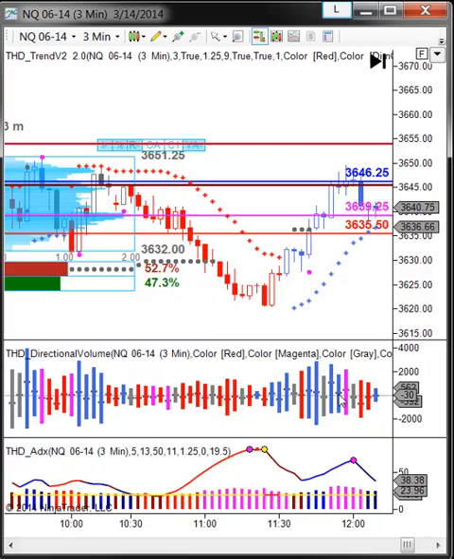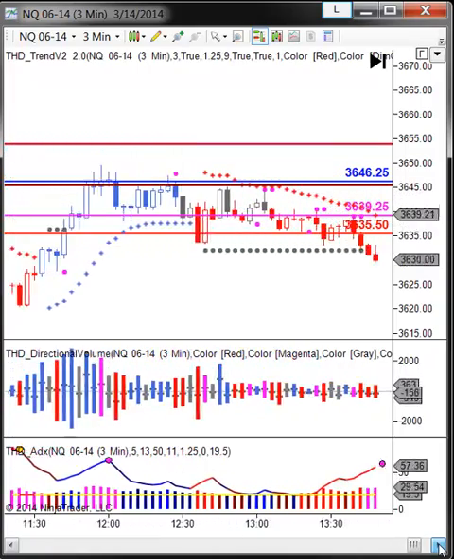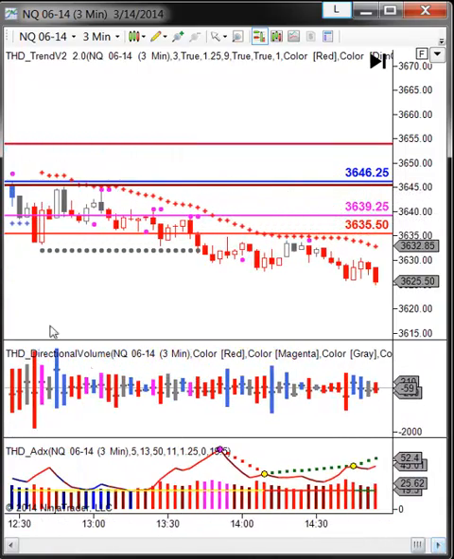Again, it gave you nice divergence on the directional volume indicator, and of course it went down from there for the rest of the day. You did get another entry point. This entry point in this one, although you could have entered, they were high risk areas. So you did have another low risk area over in here that you could have taken another trade.